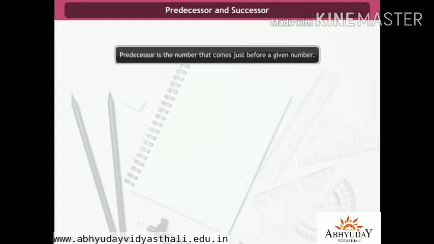Similarly, predecessor is the number that comes just before a given number. For example, the previous number to 469 will be 469 minus 1, that is 468.